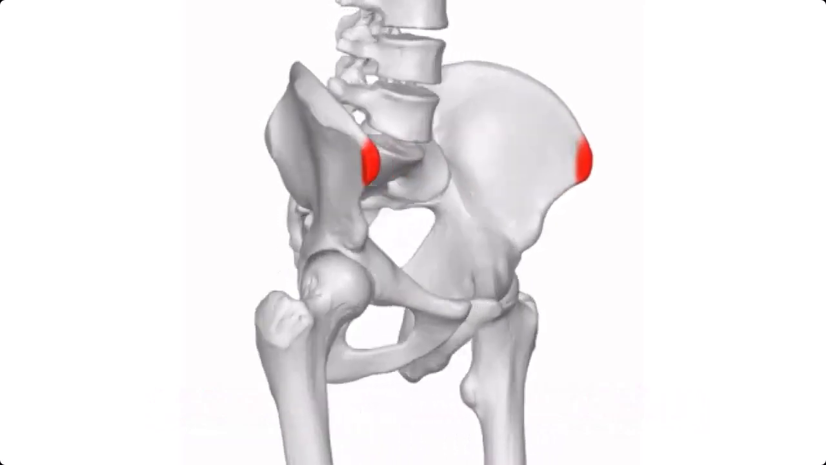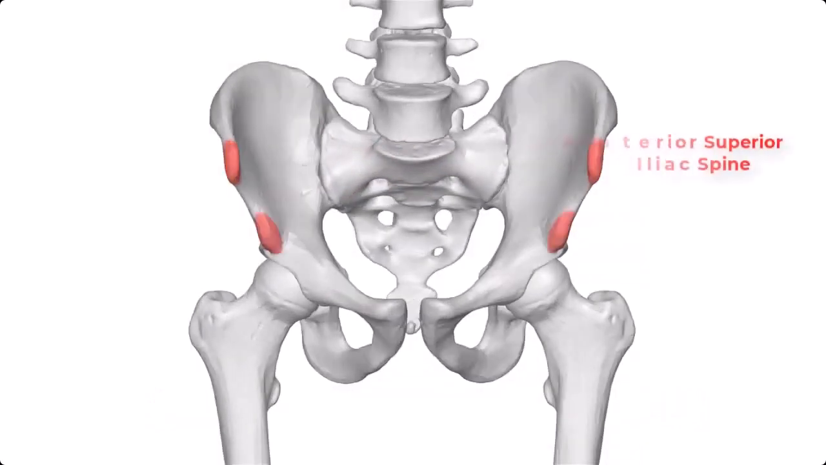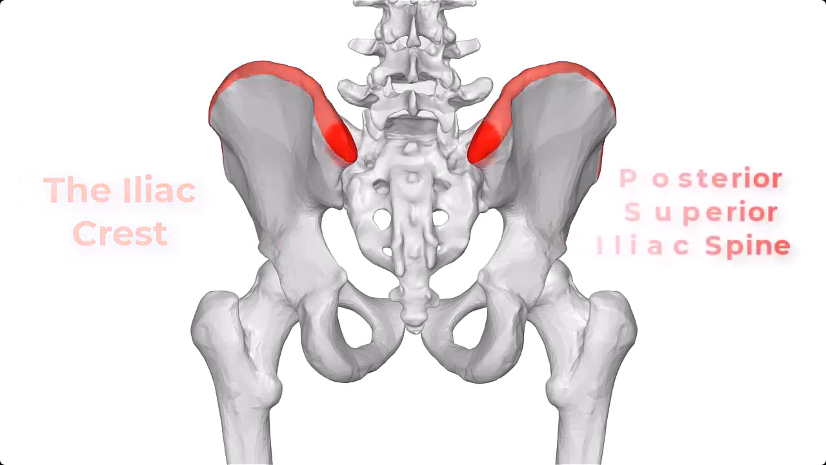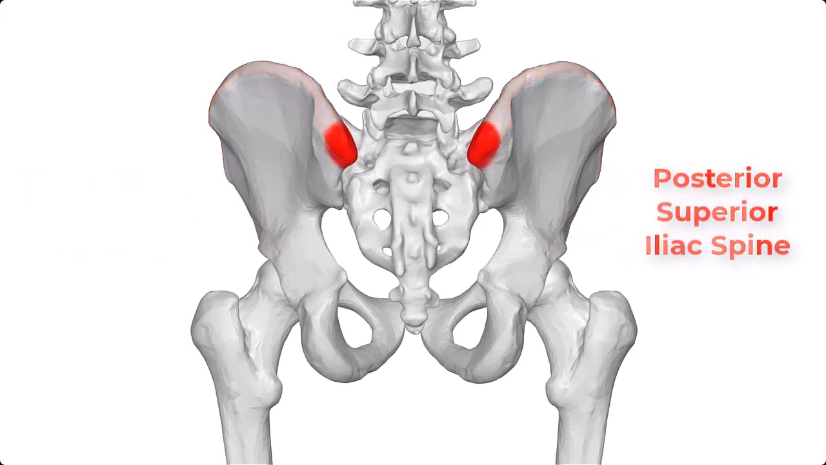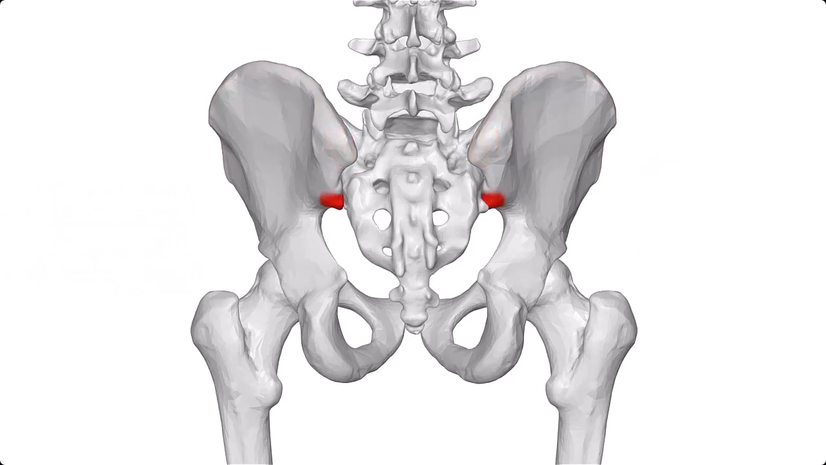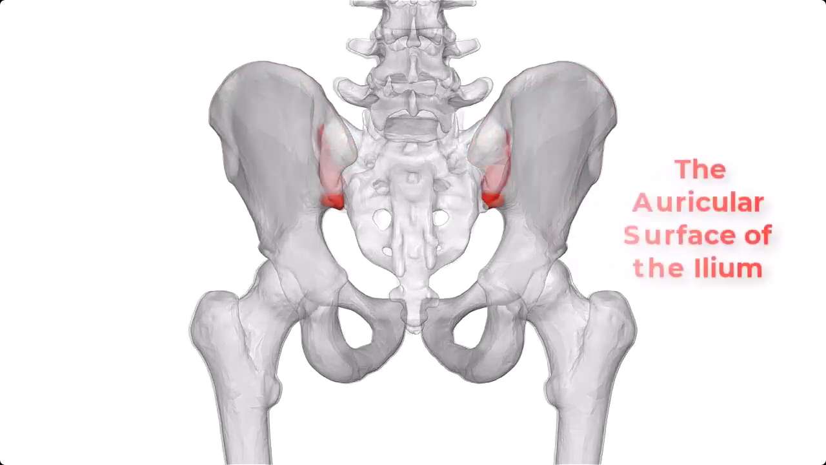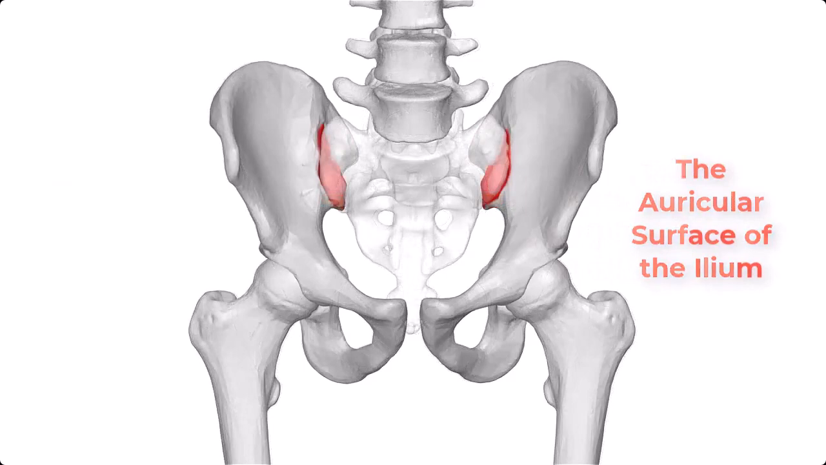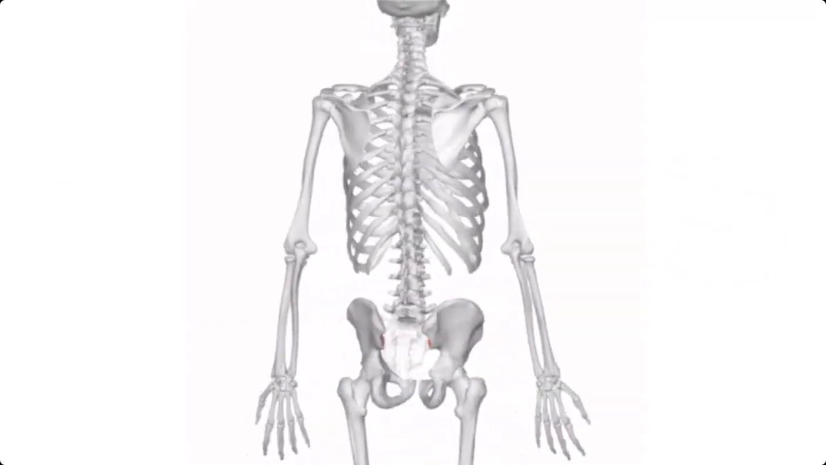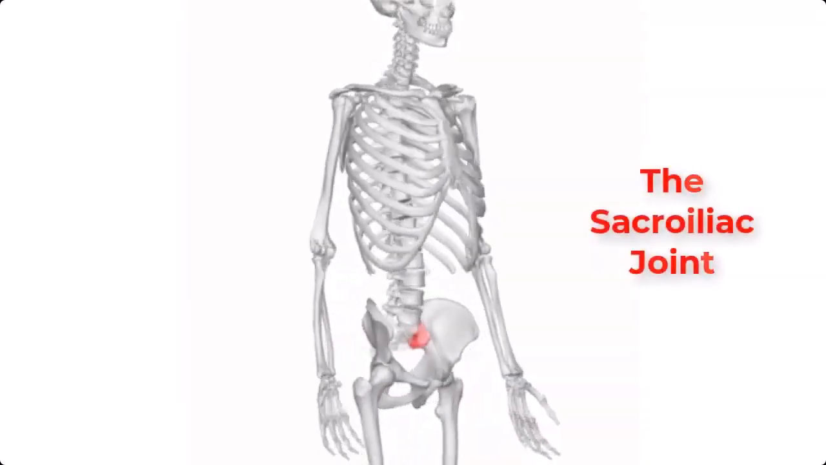Inferior to the anterior superior iliac spine is a rounded protuberance called the anterior inferior iliac spine. The iliac crest curves downward to terminate as the posterior superior iliac spine. More inferiorly is the posterior inferior iliac spine. This is located at the inferior edge of a large roughened area called the auricular surface of the ilium. The auricular surface articulates with the auricular surface of the sacrum, forming the sacroiliac joint.